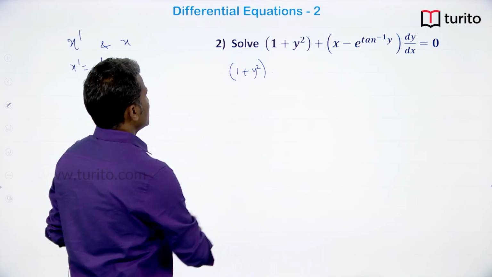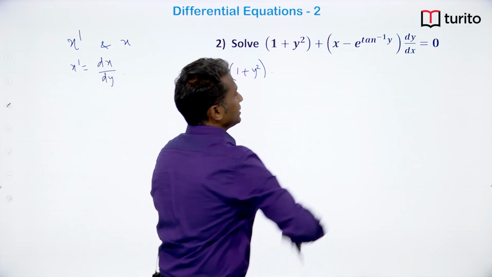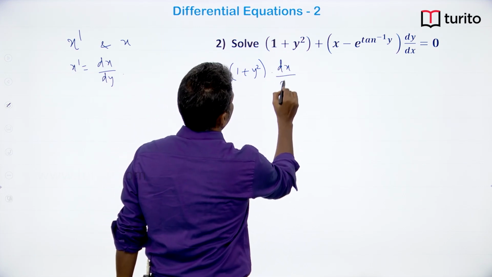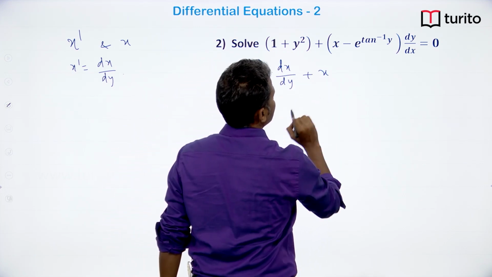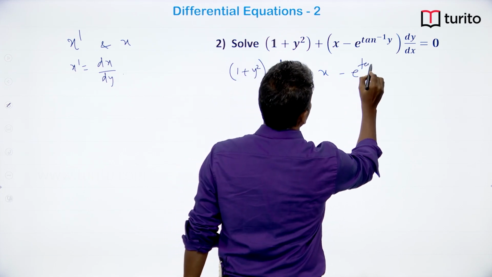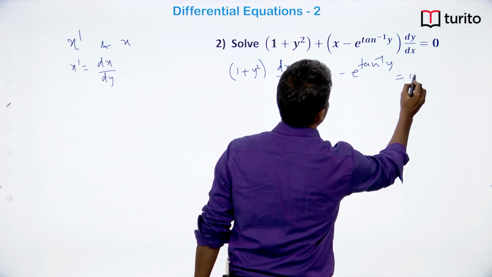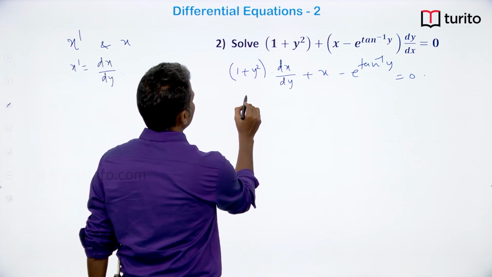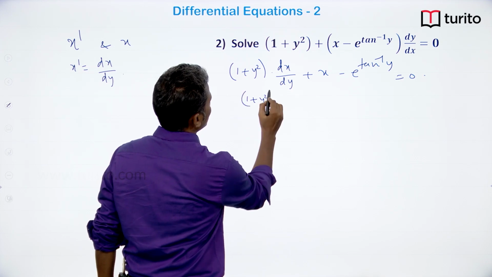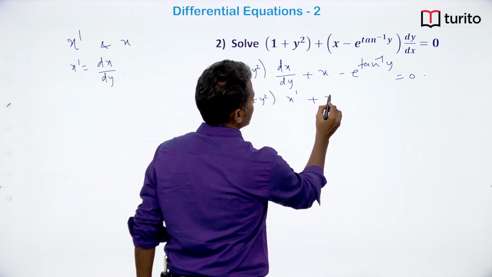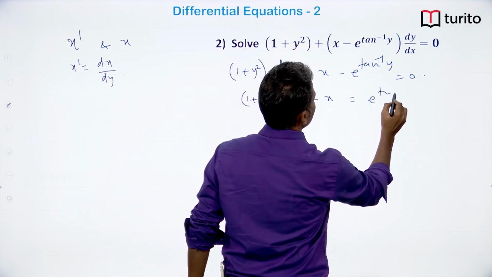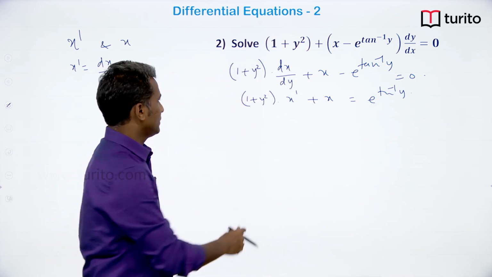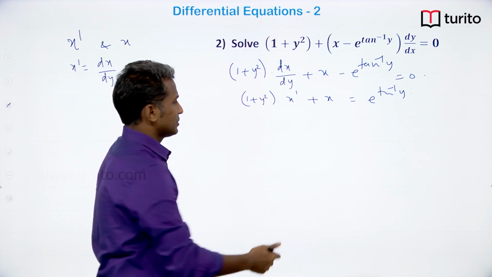Now if I divide this with dy by dx, the dx by dy term will come, plus x minus e raised to tan inverse of y, equal to 0. Now if you notice, we have terms like 1 by y square into x dash plus x is equal to e raised to tan inverse y. See, it's in the standard form. It could be converted into standard form.